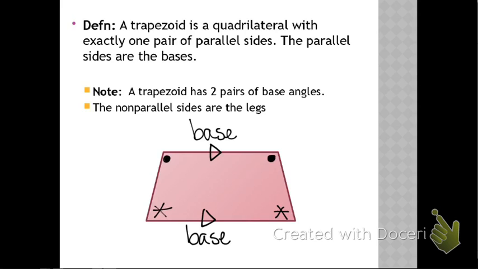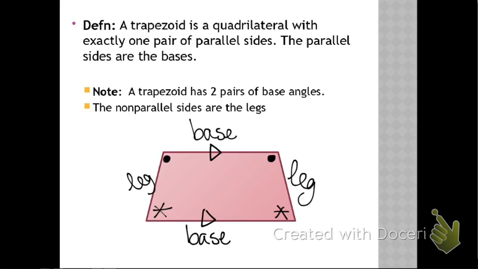We'll talk about relationships between base angles in a little bit, but it's important to know that these two are on the same base. So this is a base angle pair, and down here we have another base angle pair. The non-parallel sides are the legs. So over here we have one leg. Over here we have another leg. And that is our basic trapezoid.